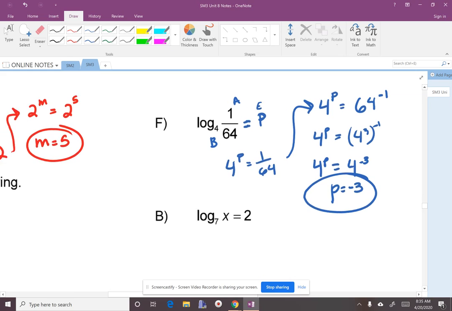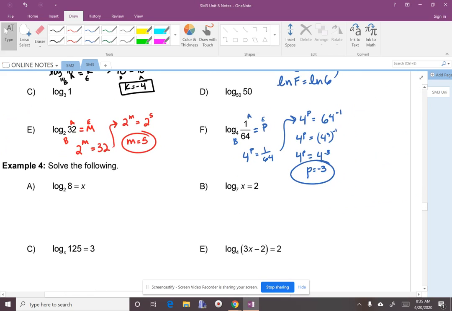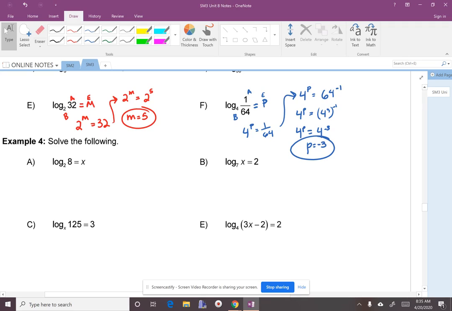Okay, there's that section. Solve the following. Same thing. This is just having you solve for x, so it's literally the exact same thing. Whenever you solve logs or exponentials, you are going to change forms. If you start in log, go to exponential. If you start in exponential, go to log.